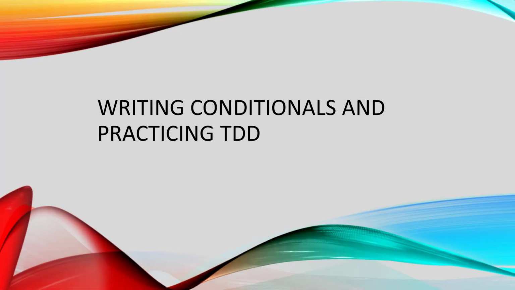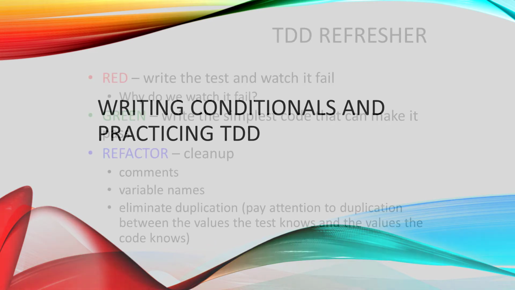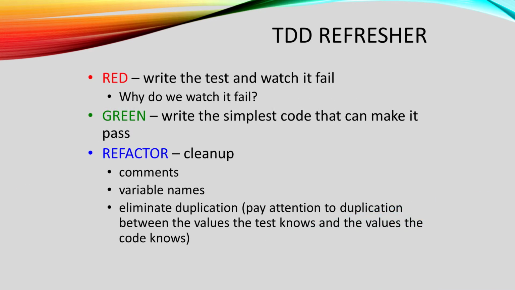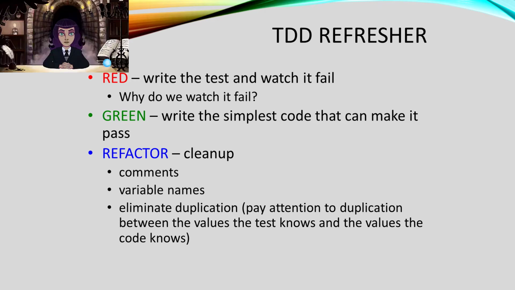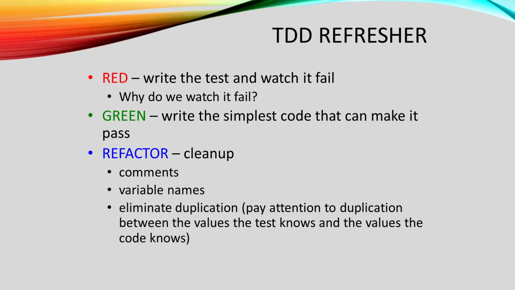In this stage, we're going to practice writing conditional statements and continue learning about test-driven development. Just as a refresher, the TDD process leads us through 3 steps for each piece of code we write. Red. Write a test and watch it fail. Green. Write the simplest code that we can write to make the test pass. Refactor. Clean up our comments, variable names, and any duplication in our code.